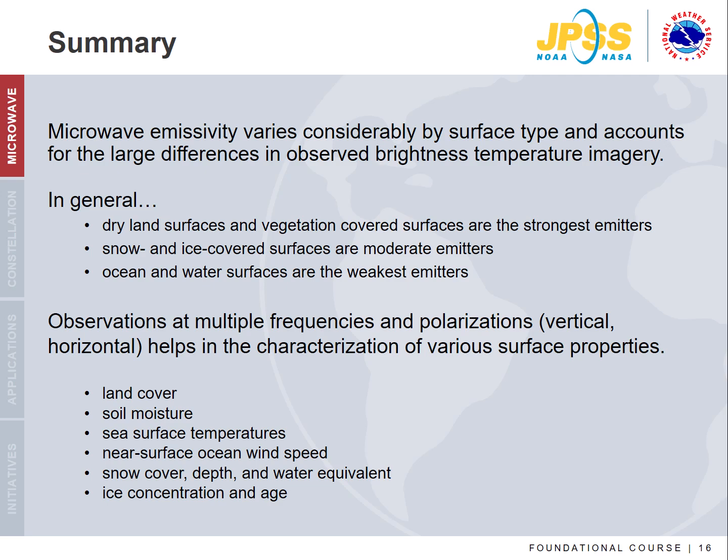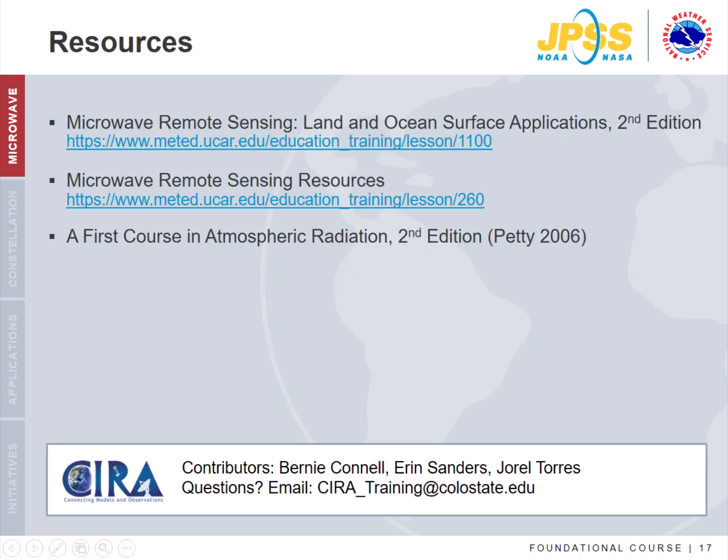Polarization is an important property of microwave radiation that varies with surface type. Observations at multiple frequencies and polarizations helps in the characterization of the various surface properties listed here, used in both operations and as input to models. The AMSR2 sea surface temperature and near surface ocean wind speed products, as well as the 36 and 89 GHz channels for both vertical and horizontal polarizations, will be available in AWIPS. For more information, please visit the following resources.